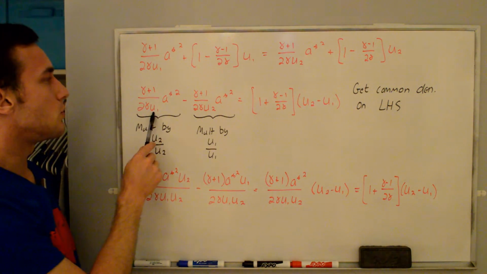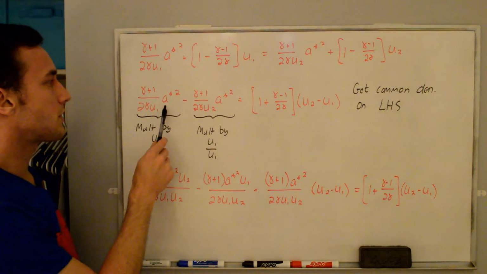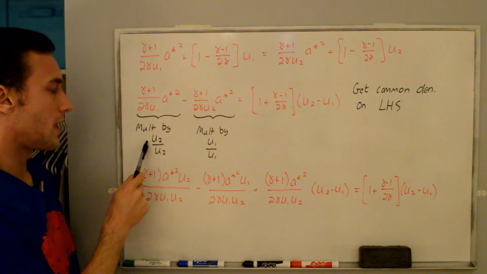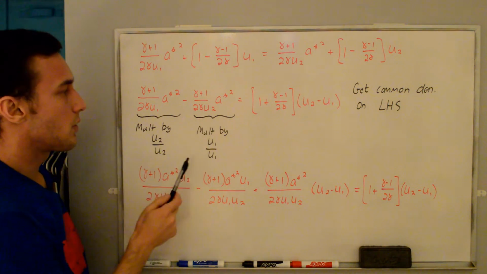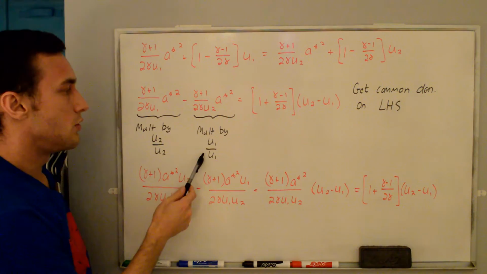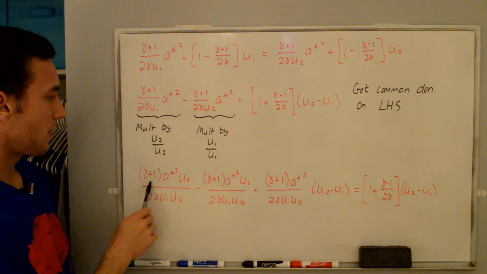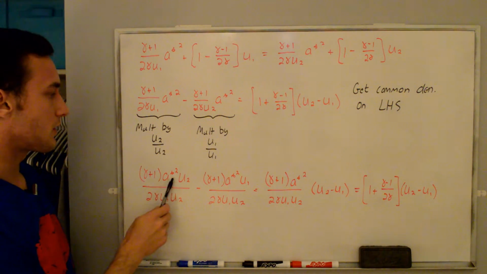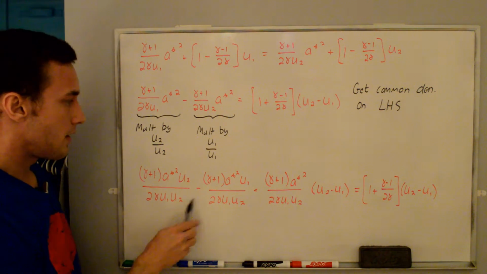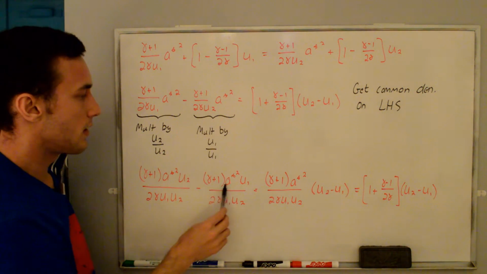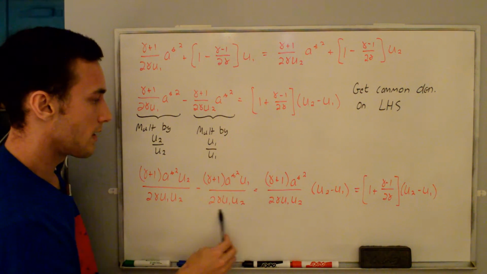So we have 2 gamma u1 and we have 2 gamma u2. So in this term, we're going to multiply by 1, which we can write as u2 over u2. And then same thing on this side, we can multiply by 1, which is given as u1 over u1. That gives, on the left-hand side here, gamma plus 1 a star squared u2 over this denominator, minus this term here, gamma plus 1 a star squared times u1 over that common denominator.